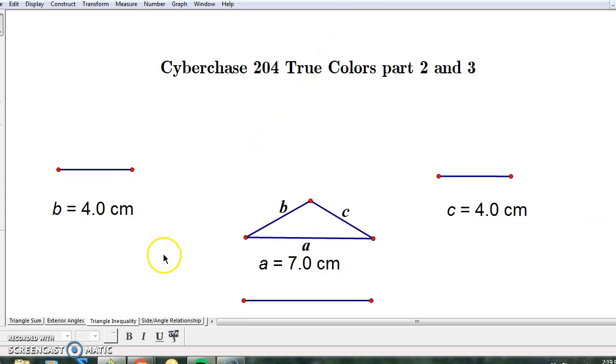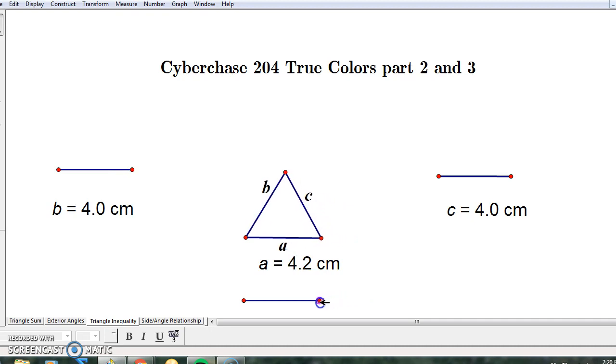Let's go to triangle inequalities. If you haven't seen this yet, there's a really interesting episode of Cyber Chase, episode 204, True Colors Part 2 and 3, that talks about this very thing right here called the triangle inequality theorem. And what it tells us is that a triangle, although it can be made of different side lengths, has some limitations. For example, we can have a triangle where all sides are equal to 4. That would be an equilateral triangle. Okay, that's what that would look like.